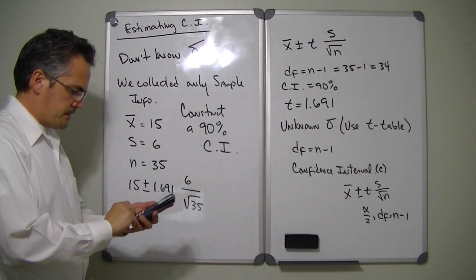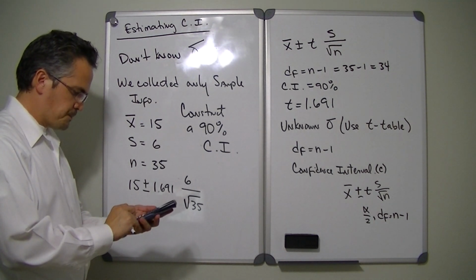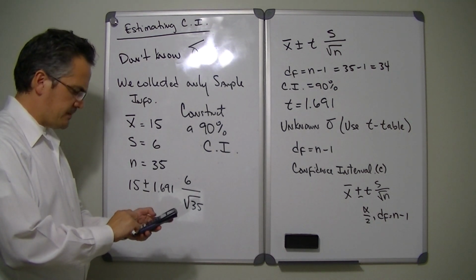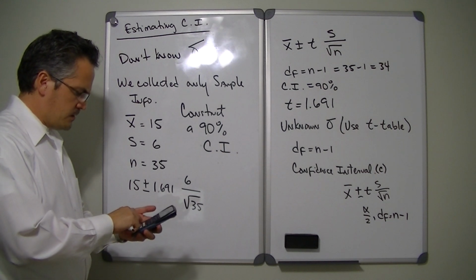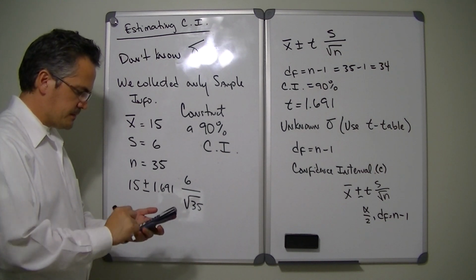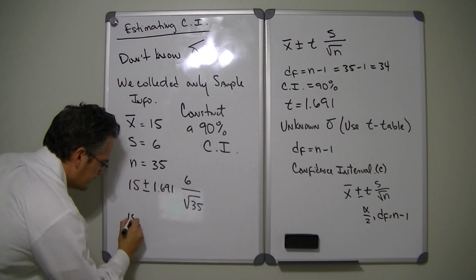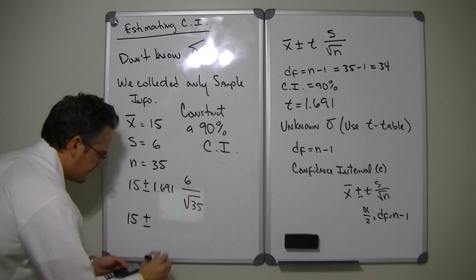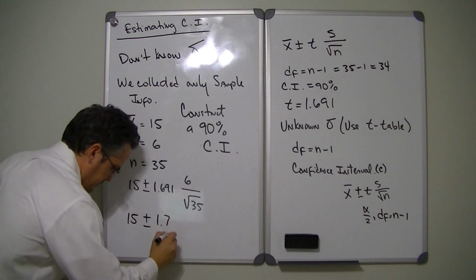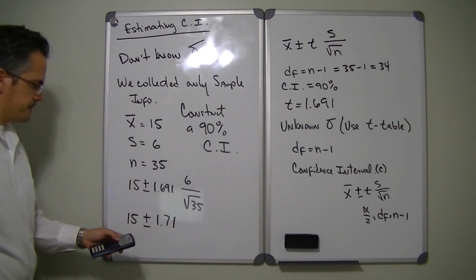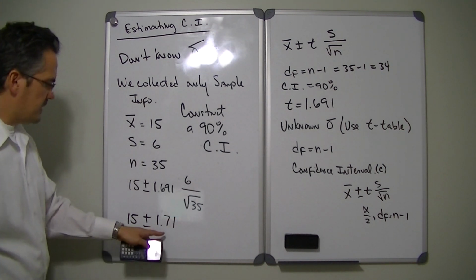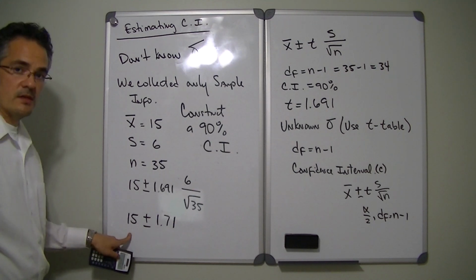1.691 times 6. And then we divide that by square root of 35. So we got 15 plus or minus 1.71. Okay? This is our margin of error. That's our center of the data.